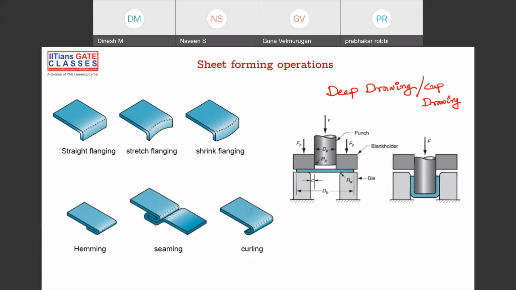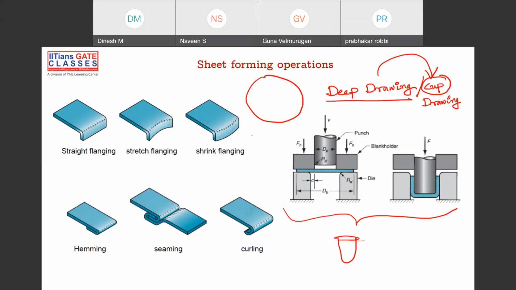No need to remember everything, but at least try to understand that these are all sheet metal operations. Another important sheet metal operation is deep drawing. In deep drawing, you try to make a cup. That's the reason why it's also known as cup drawing. So deep drawing is also known as cup drawing. Why? Because you have some sheet.